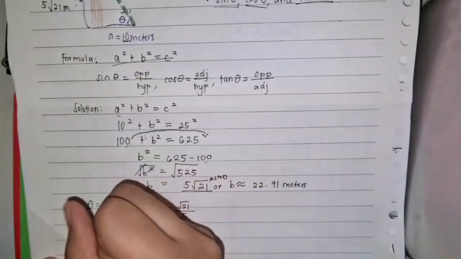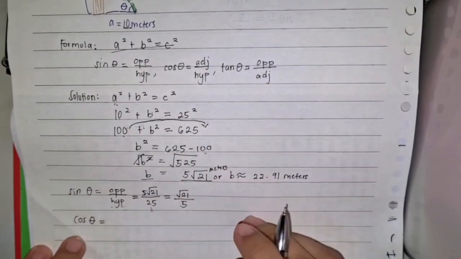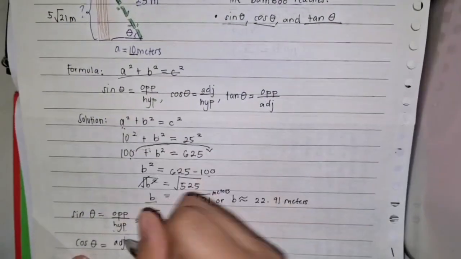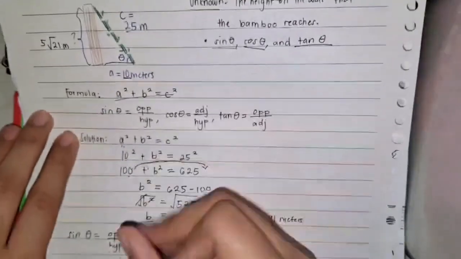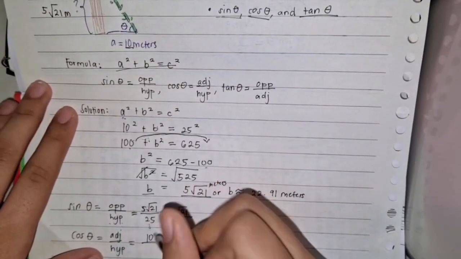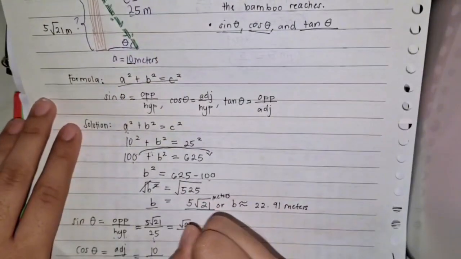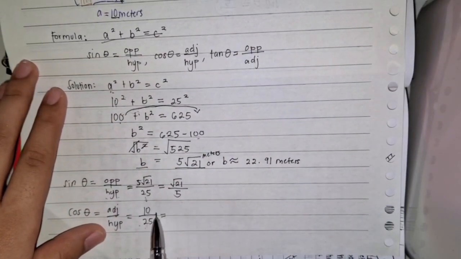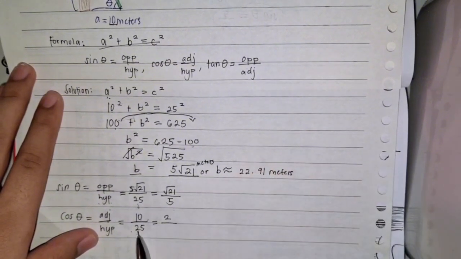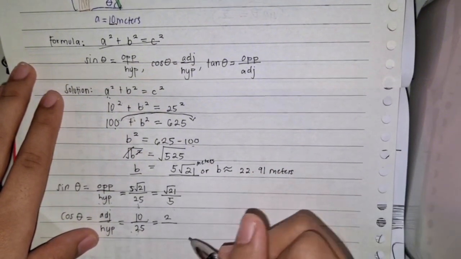For the cos theta, we can use this formula, adjacent over hypotenuse. So the adjacent of the angle is 10. We can write it here, and the hypotenuse is 25. This can still be simplified. So 10 divided by 5 is 2. 25 divided by 5 is 5.